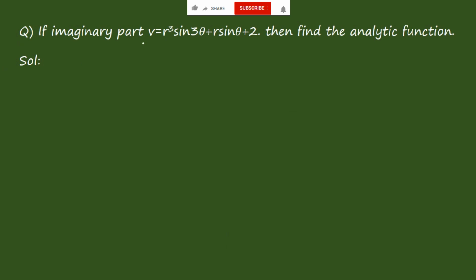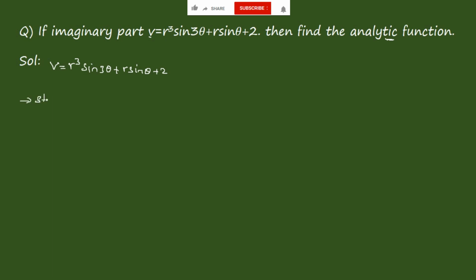Given that the imaginary part v is equal to r cube sine 3 theta plus r sine theta plus 2, find the analytic function. We have to find the analytic function, and the imaginary part is given. So they have given that v is equal to r cube sine 3 theta plus r sine theta plus 2. So we have to find the analytic function.